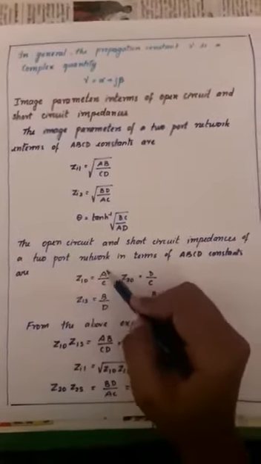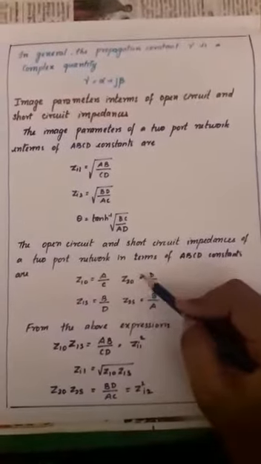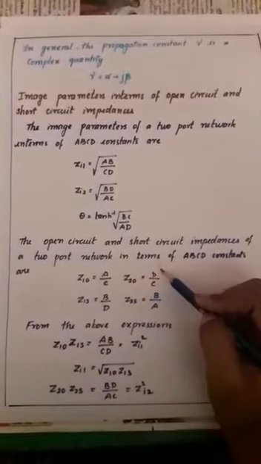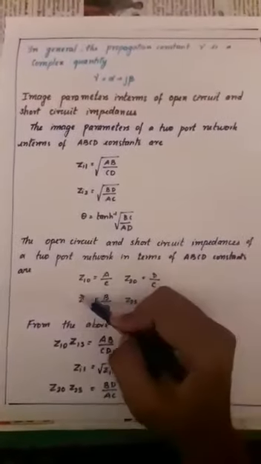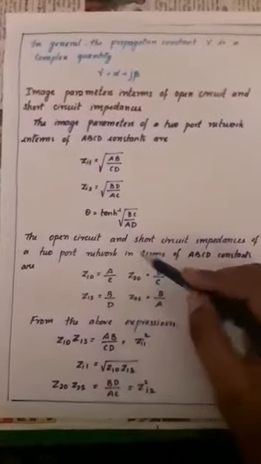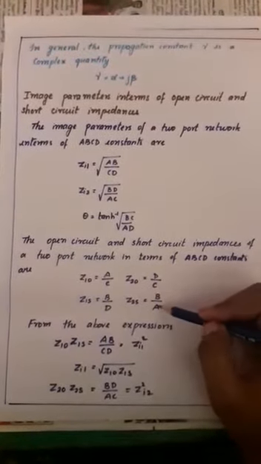Z10 equal to A by C, Z20 equal to D by C, Z1s equal to B by D, Z2s equal to B by A.